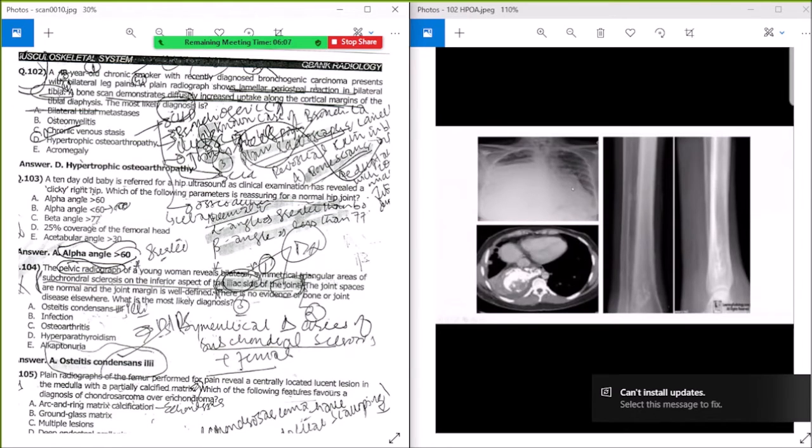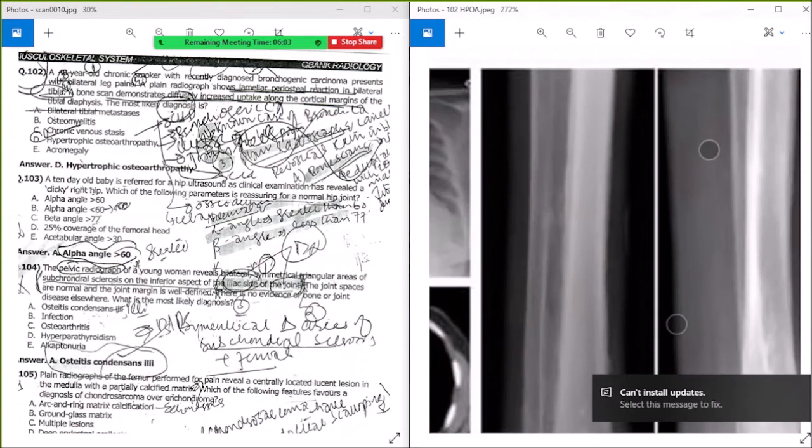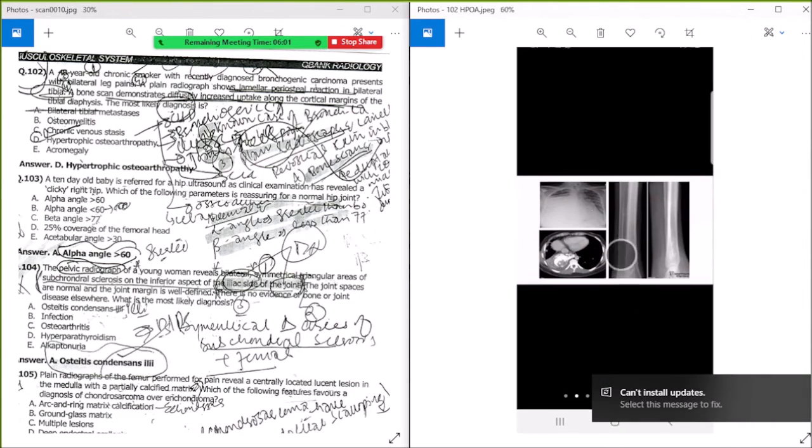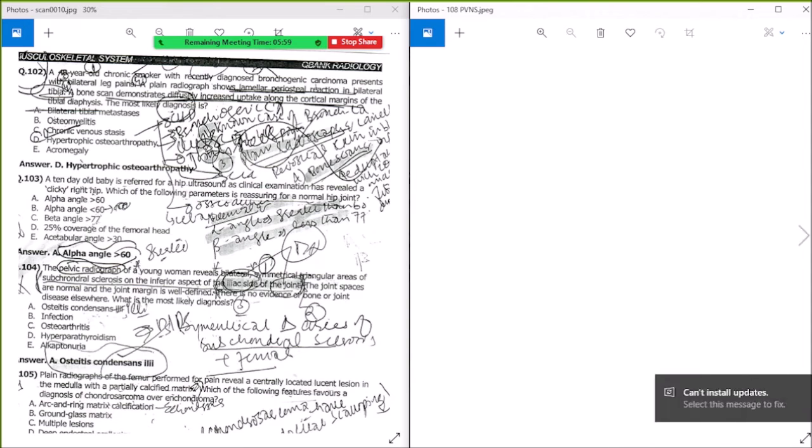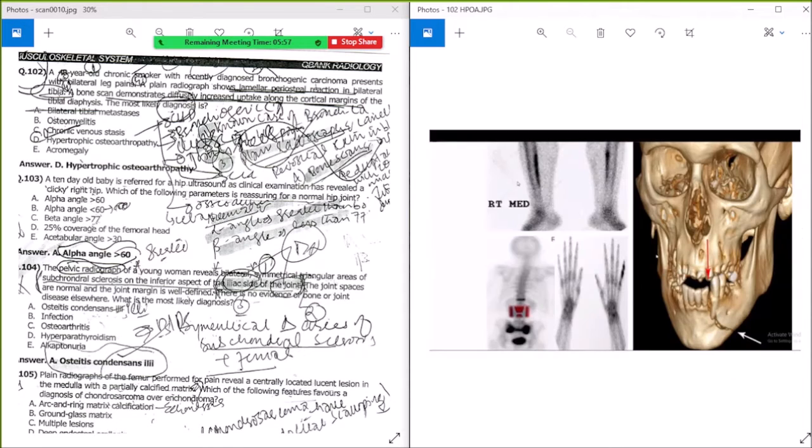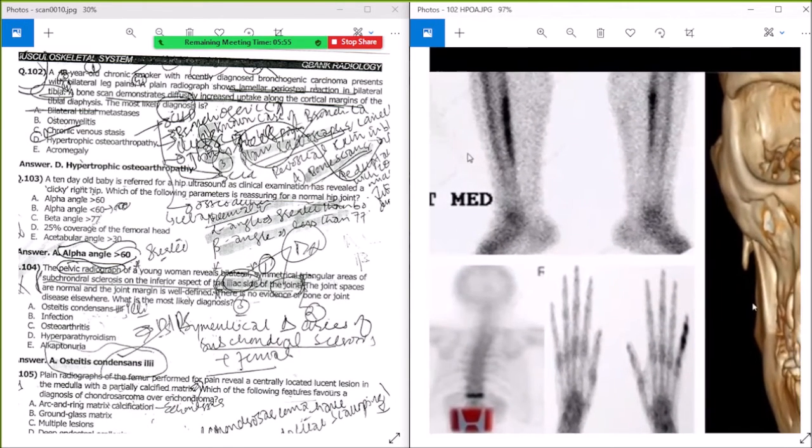In a chronic smoker diagnosed with bronchial carcinoma, the plain radiograph shows bilateral laminar periosteal reaction in the tibiae, and on bone scan there is bilateral increased uptake around the cortical margin of the tibial diaphysis, which indicates hypertrophic osteoarthropathy.